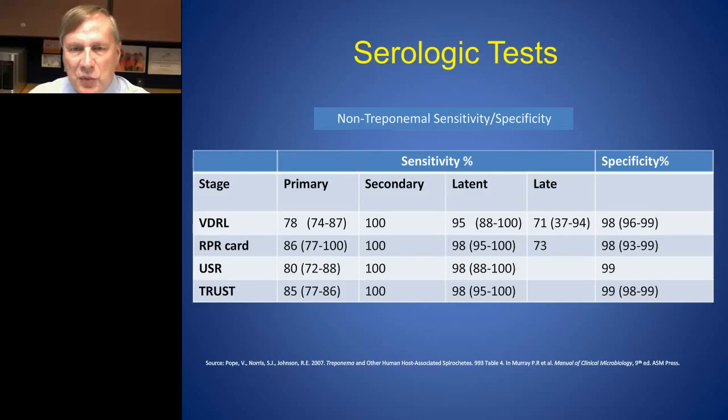And specificity, while they all look like they're in the high 90s, if you remember back, even at 98% specificity, if you're screening in a low prevalence population, you're going to have more false positives. So it's something to keep in mind.